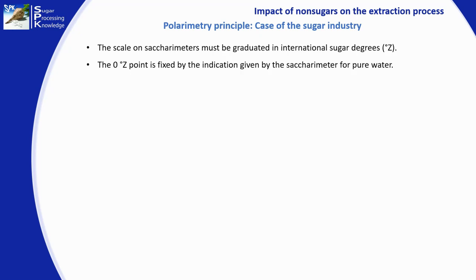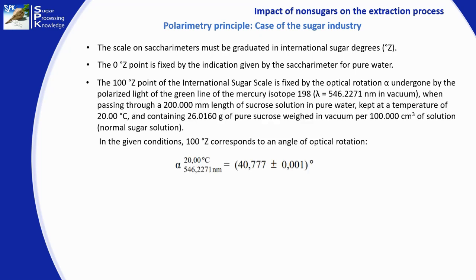The 100 degrees Z point of the International Sugar Scale is fixed by the optical rotation alpha undergone by the polarized light of the green line of the mercury isotope 198, lambda equals 546.2271 nanometers in vacuum, when passing through a 200.000 mm length of sucrose solution in pure water, kept at a temperature of 20.00 degrees Celsius, and containing 26.0160 grams of pure sucrose weighed in vacuum per 100.000 cubic centimeters of solution, the normal sugar solution.